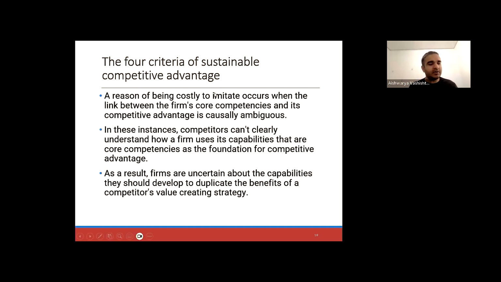Then, yeah, the costly to imitate thing, as I said, when the reason for being a core competency is causally ambiguous, that is, the harder it is to codify your strength, the more difficult it would be for competitors to copy you.